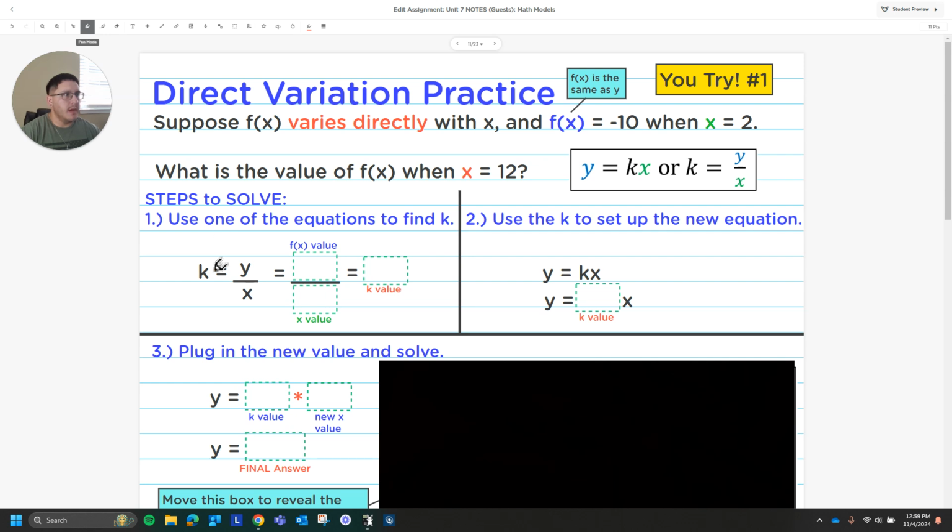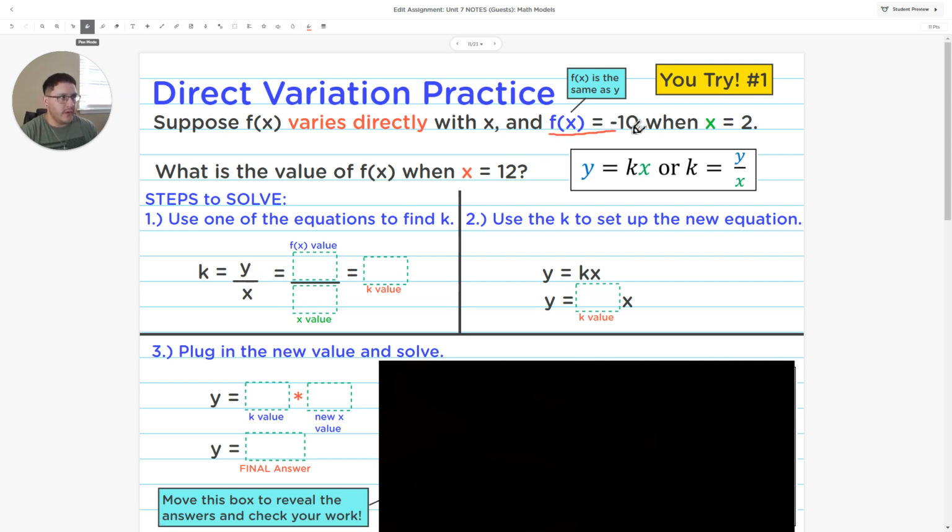So, we need to find the k value. We know f of x, which is the same as saying y, is negative 10. We know the x value is 2. So to find the k value, we use the first set of numbers, and we know that varies directly means we're going to divide them. So negative 10 divided by 2 is negative 5. Use that to plug into the first equation, and now we have y equals negative 5x.